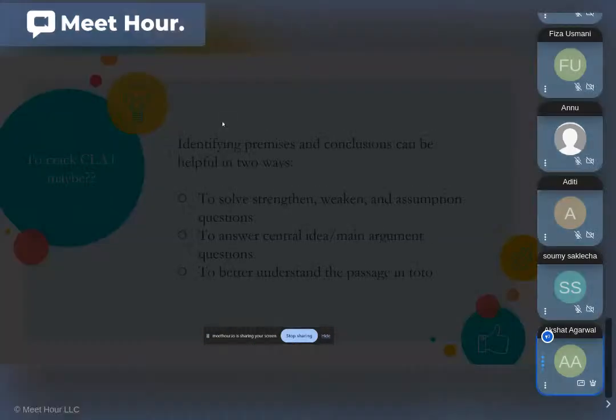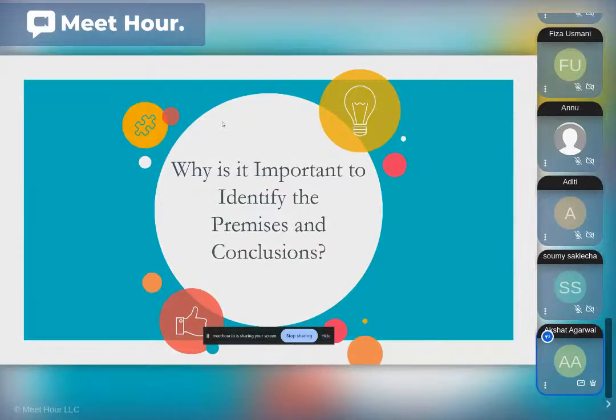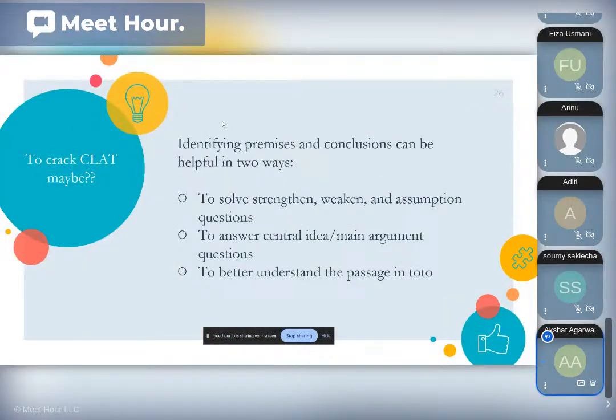The thing is that this lecture is largely to build a base, to build a concept. We've not solved any questions directly from CLAT, because CLAT does not directly ask you questions on premises and conclusions. All right. But it will ask you strengthen, weaken, and assumption questions. So going forward, in our lectures, when we do these topics, we will cover concepts from this lecture and use them to solve questions which CLAT has actually asked in past year papers. All right. So that's how it's going to go.